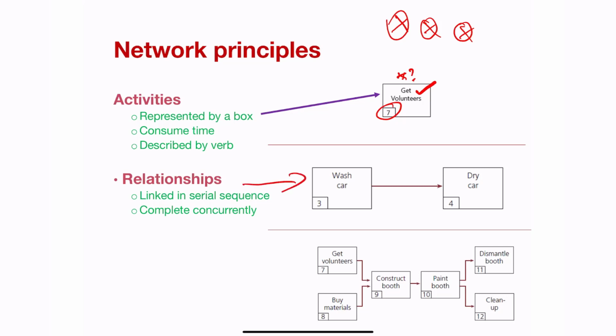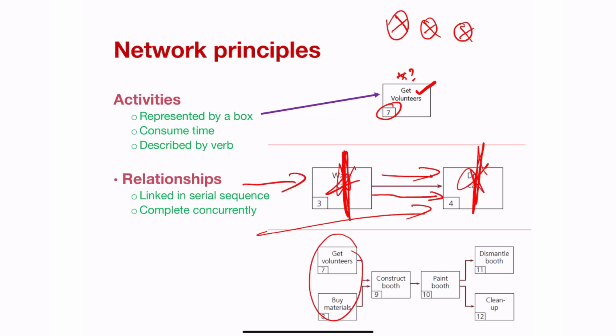Most importantly, network principles or network diagrams work with relationships. So some relationships are what we call serial relationships. Those are relationships in which you can only dry the car after you've washed the car, and you'll see that that relationship is indicated by means of an arrow, which means that washing the car comes first and then drying the car comes second. You also have what we call concurrent relationships, in which there are certain activities that can be done at the same time.